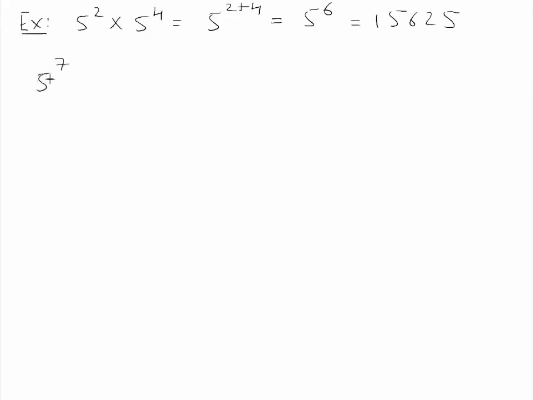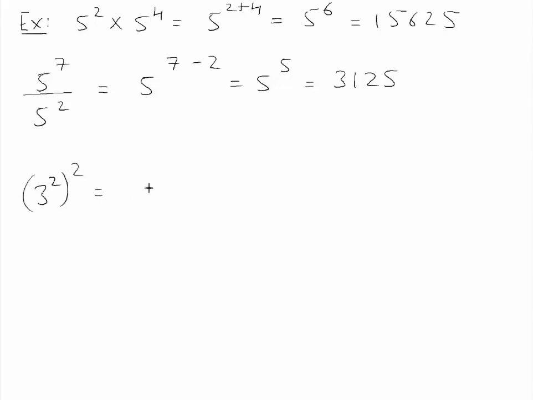5 to the power 7 divided by 5 square. So this equals 5 to the power 7 minus 2, which equals 5 to the power 5, which is 3125. Next, 3 square to the power 2 will give me 9 whole square, or I can directly multiply the exponents, and this will give me 3 to the power 4, which is 81.